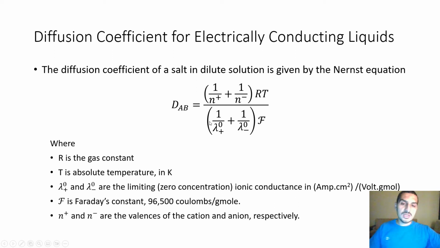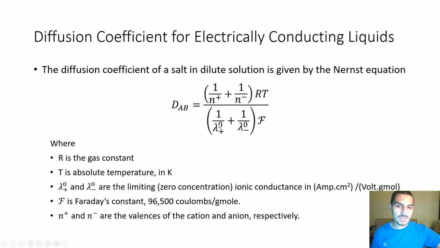The last two parameters here, which are lambda plus node and lambda minus node, are the conductances at infinite dilution, or the limiting conductance. It means that as the concentration of the ions in the solution decreases, the electric conductivity will decrease. So these lambda plus and lambda minus node are the conductances at infinite dilution, when the concentration is at zero concentration, which is almost zero. Then this is going to be the limiting or zero concentration conductance.